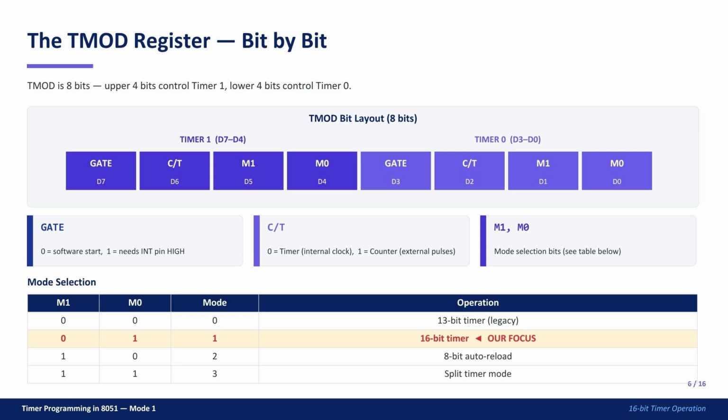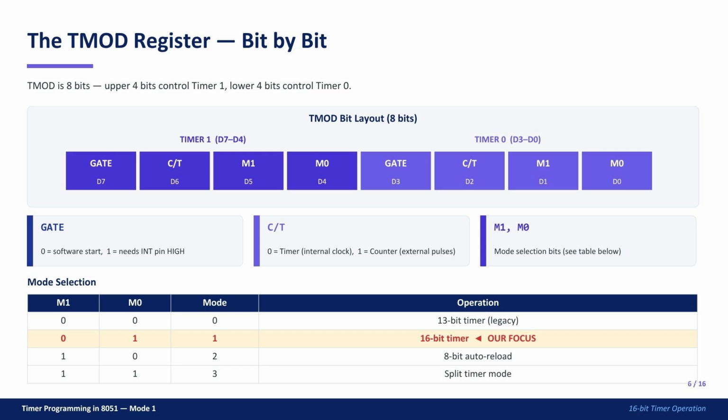When GATE is 0, the timer starts through software. We simply set a bit in the code. When GATE is 1, the timer only runs if an external pin, INT0 or INT1, is also high. For most applications, we keep GATE equal to 0.